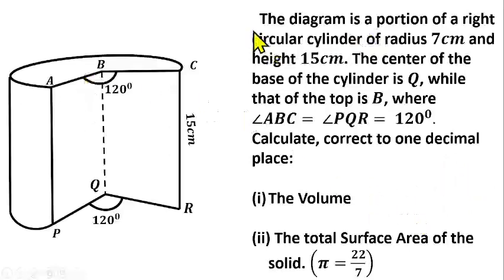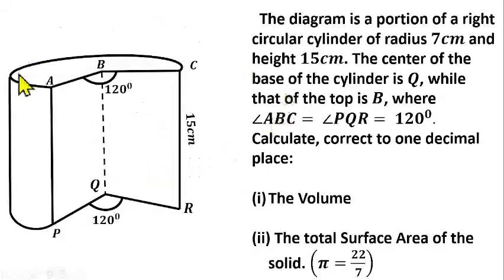So in this video I showed that the diagram is a portion of a right circular cylinder of radius 7 cm and a height of 15 cm. The center of the base of the cylinder is Q, while that of the top is B, where angle ABC, the angle here, is equal to angle PQR, the angle here, and that is 120 degrees. You have to calculate, correct to 1 decimal place, the volume of this solid, and also the total surface area of the solid. We have to take pi to be 22/7.